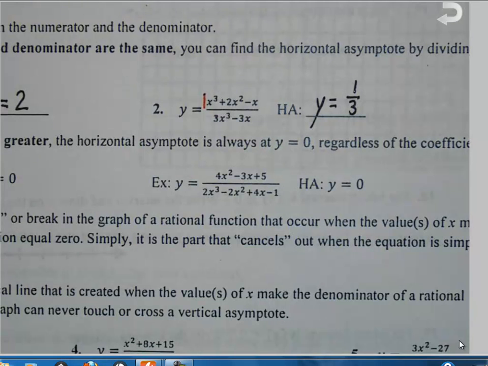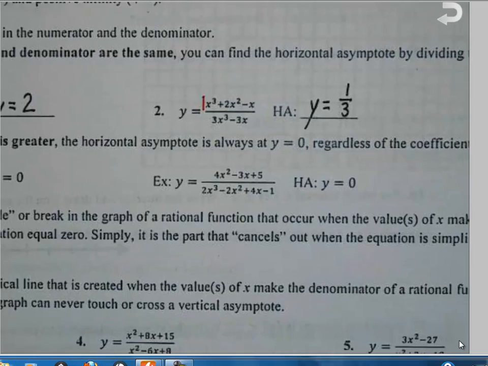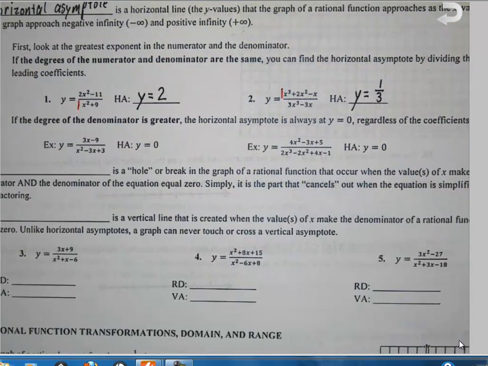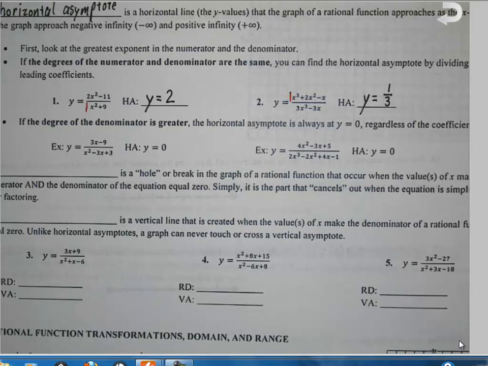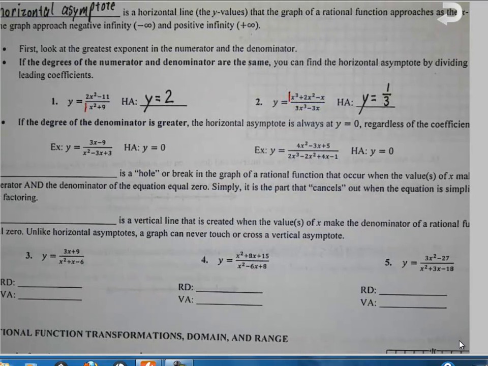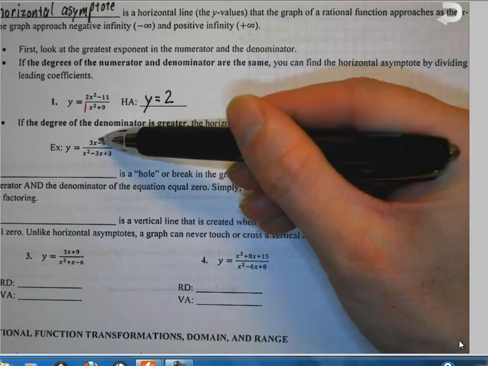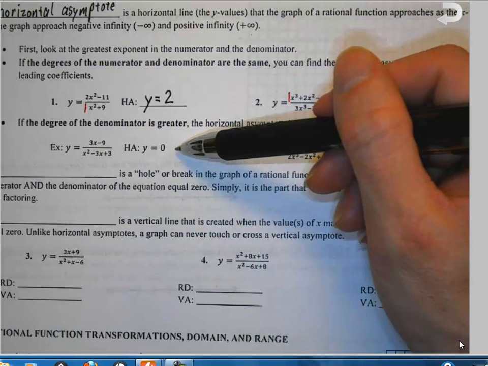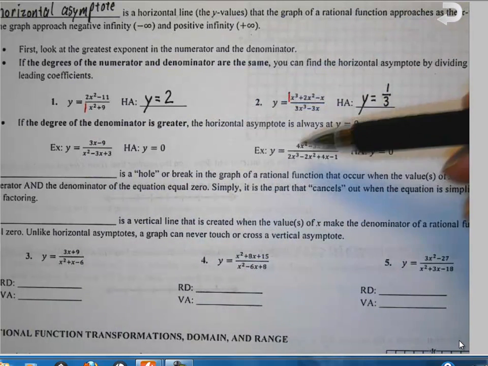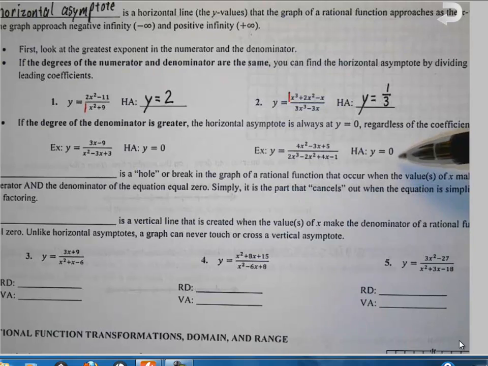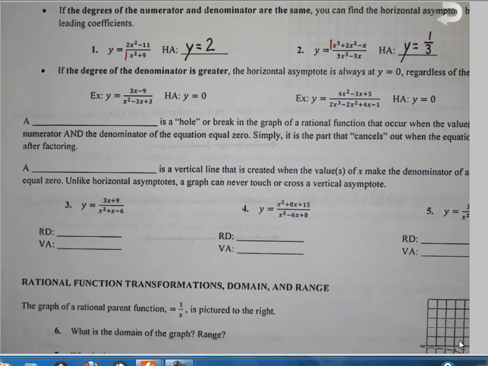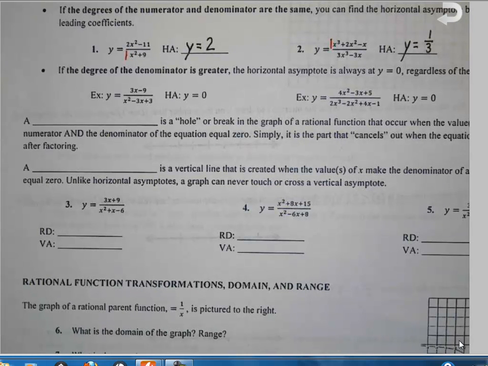Okay, now if the degree of the denominator is greater, regardless of the coefficient, then y is equal to 0, as we see in these two examples. Here you have a first degree over a second, horizontal asymptote is 0. Here you have a second over a third. Again, horizontal asymptote is 0. These things must be remembered as a matter of fact.